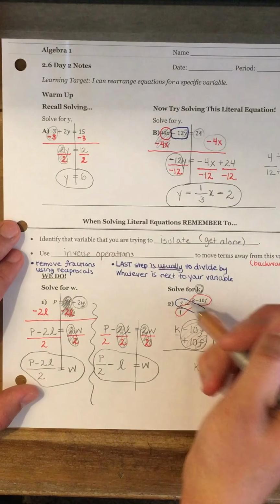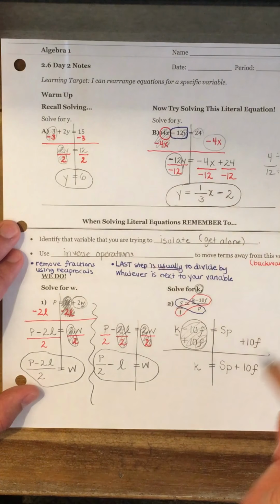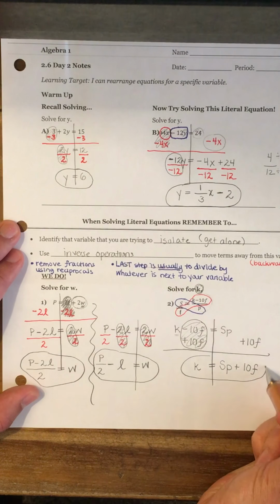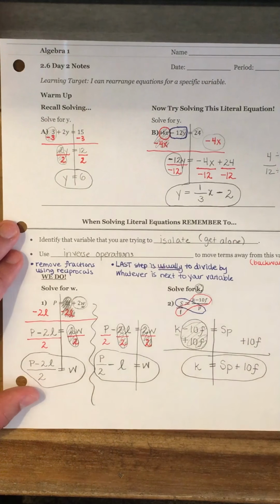Hey, look, I solved for k. I got k all by itself on the left-hand side. This is my final solution now. K is equal to all this stuff, whatever s times p is, plus whatever 10 times f is.